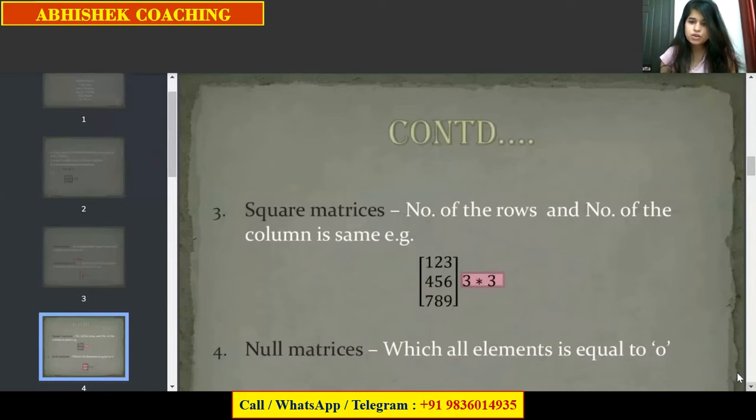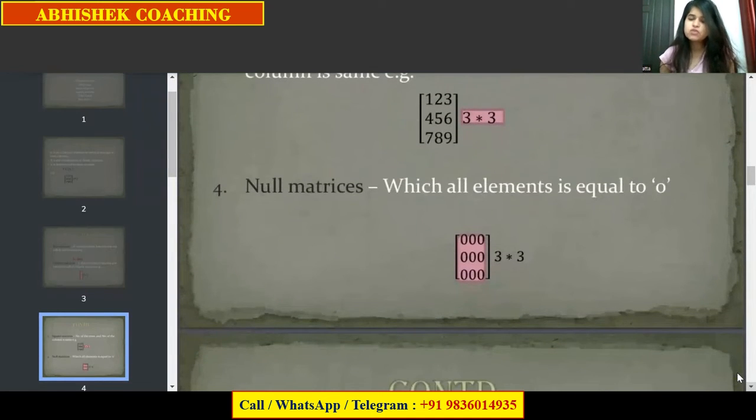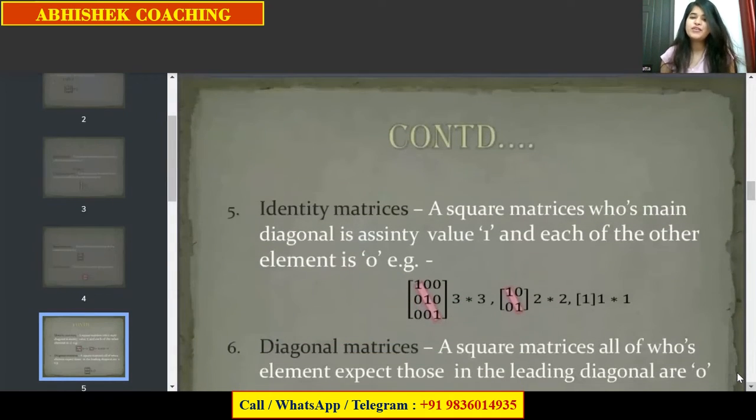Next is the null matrix, when all elements are equal to 0. So it is a null matrix when all the elements are 0. And after that, the identity matrix. An identity matrix is always in the form of a square matrix, because you know that the diagonal values are 1.